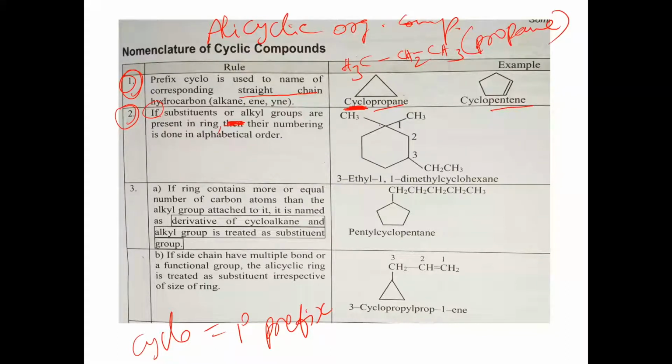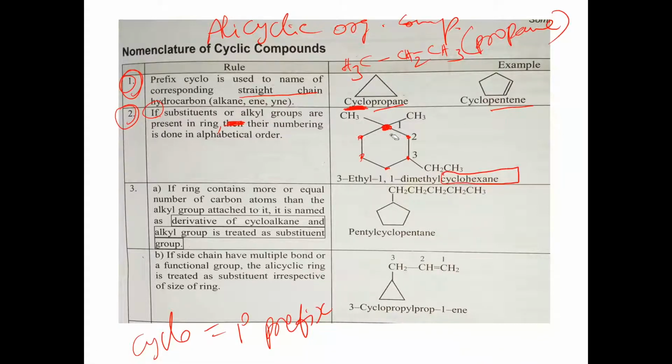Now suppose you take this cyclic compound here. Carbon 1, carbon 2, carbon 3, carbon 4, 5 and 6 carbon atoms form one ring here. It is the parent compound. The parent compound is the ring with 6 carbon atoms. So it is what now? Cyclohexane. The parent compound here is cyclohexane.